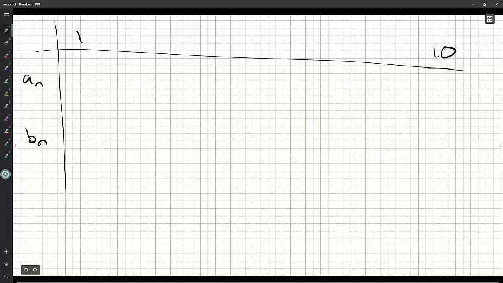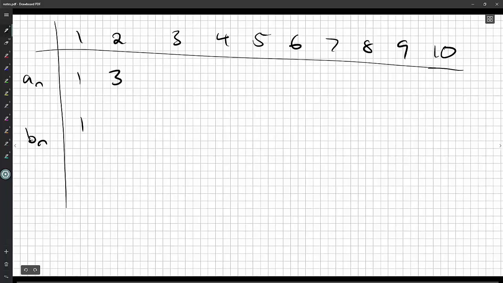So 1, 2, 3, 4, 5, 6, 7, 8, 9, 10. They both start with 1. No problem there. And then we've seen AN: you triple the BN. BN: you add both of them up and double it. That gets you the 4. Triple the 4, you get 12. Add both of them up is 7. Double that, 14. Triple the 14, you get 42. Add both of them up, 26. Double that for 52. All the numbers that we've worked out already.